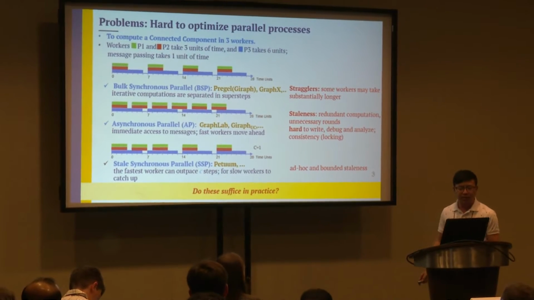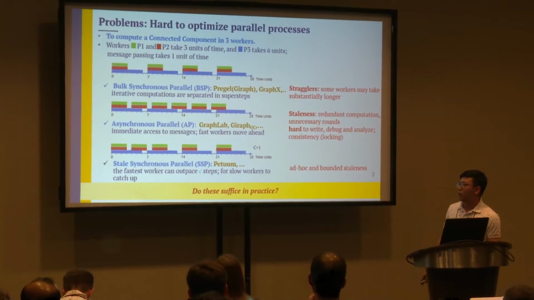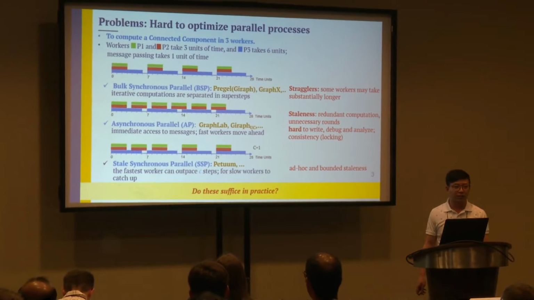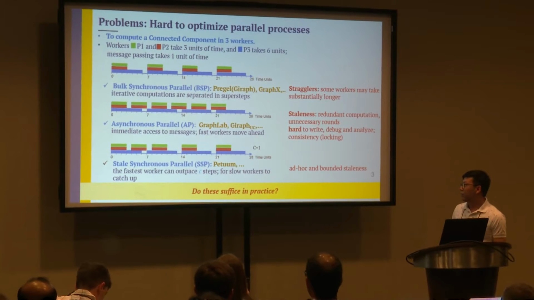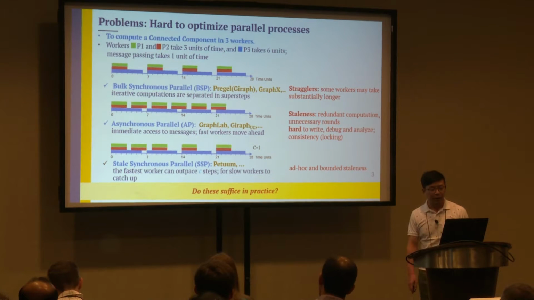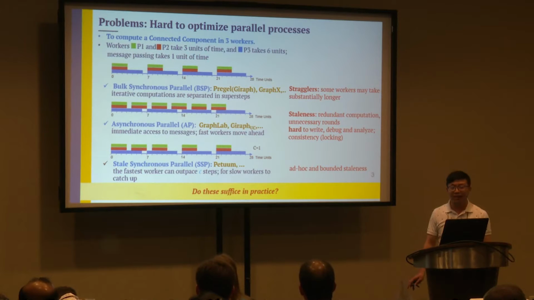The next one is the Stale Synchronous Parallel model. In the SSP model, the fastest worker can outpace the slowest worker by C steps, where C is the staleness. In the SSP model, it still has some ad hoc and bounded staleness. We already have three parallel models. Do these suffice in practice?